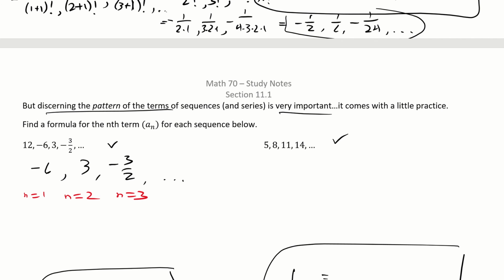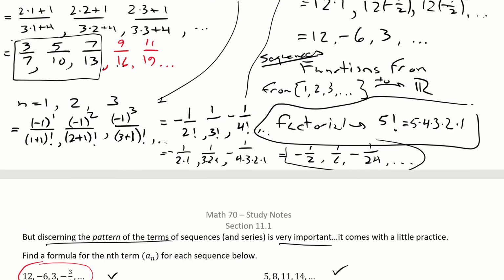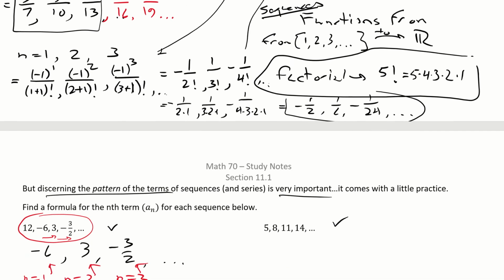Anyway, what he would do and I do and the whole world does is, how does 1 relate to -6? How does 2 relate to this guy? How does 3 relate to that guy? It's kind of hard to see, isn't it? But if you look up here, you can kind of tell after a while what's happening. If I go -6 to 3 and then 3 to -3 over 2, that's kind of like what we were looking at up here. I shouldn't cheat that way.